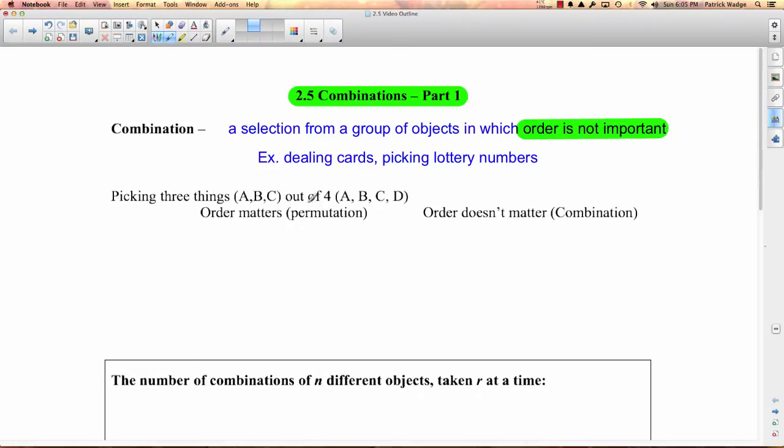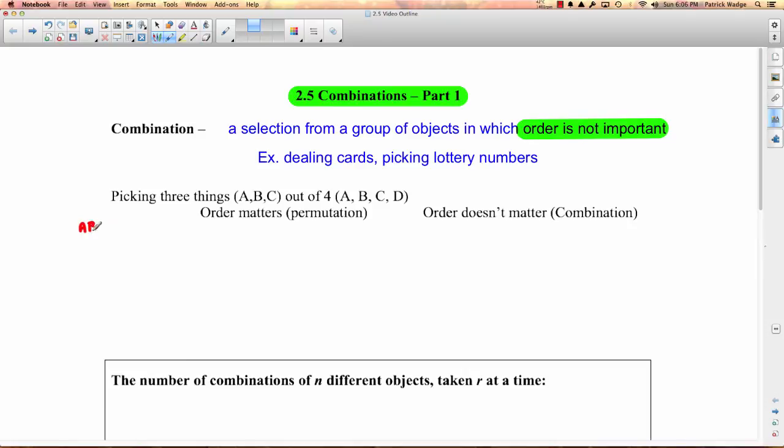Okay, so I'm going to give an example here. I'm already kind of regretting it because it's a lot of writing, but what the heck. So we're going to pick 3 things out of 4. And the first way we're going to do it, we're going to say that order matters. In other words, this is a permutation, right? So we're picking 3 of the 4 things, A, B, C, D. And the order matters. So for example, ABC is different than ACB, right? Those are different.